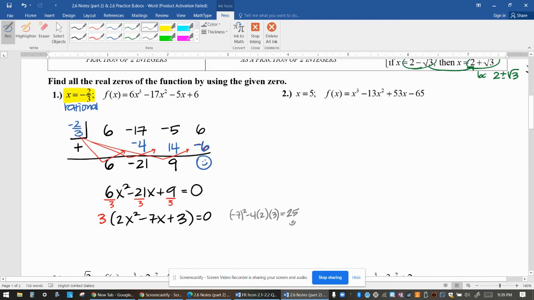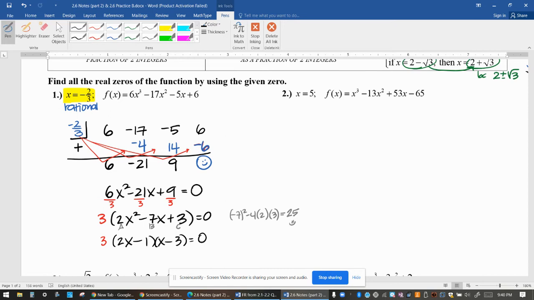So please pause the video and factor 2x squared minus 7x plus 3. You can also use the quadratic formula by using a, b, and c. Okay, so pause the video, factor it and solve it, and push play when you're ready. No cheating. Okay, the factored form of this quadratic is (2x minus 1)(x minus 3).